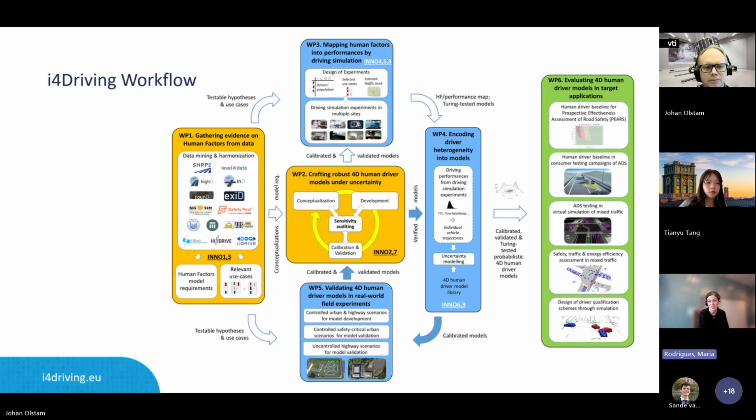This is how the project is organized. Our core part is to develop these models. And for that, we started by gathering evidence from human factors from the data. And then we had simulators and experiments that we did in the real world, also to collect data, to validate, to calibrate. And finally, we are testing the models of i4Driving in these five different application fields.